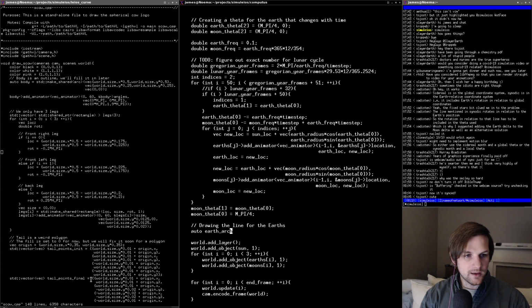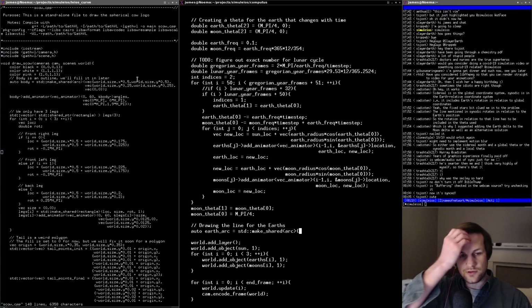Okay, so we have earth arc, and this is going to be equal to std make shared. Woohoo! I can type, I promise. Call it an arc. Now, what are these vectors? What are we looking at here? So it looks like world size x. So that's probably the origin is what we're looking at there. And then probably arc is going to be... I'm actually not sure what that is. So, vec 0 mpi.